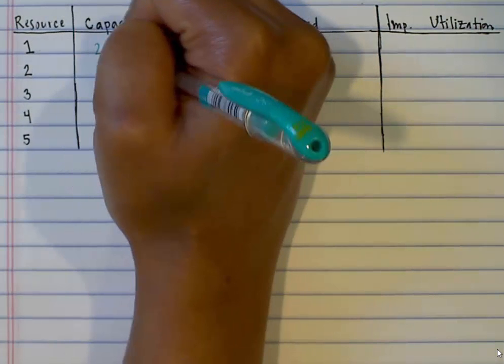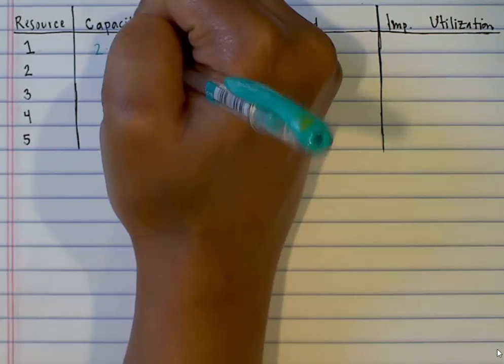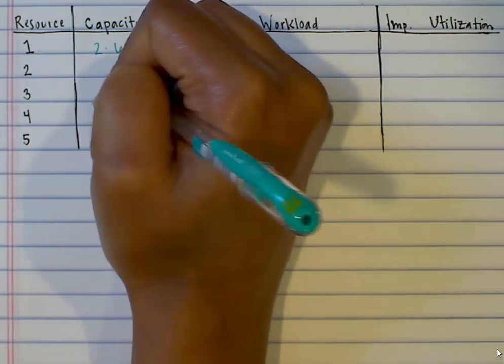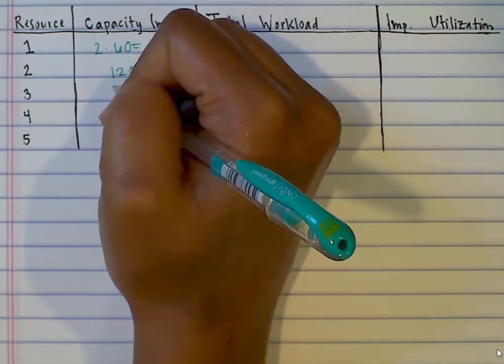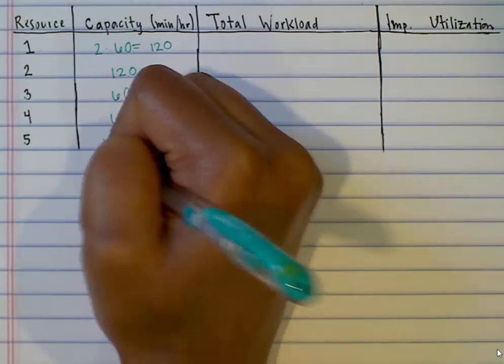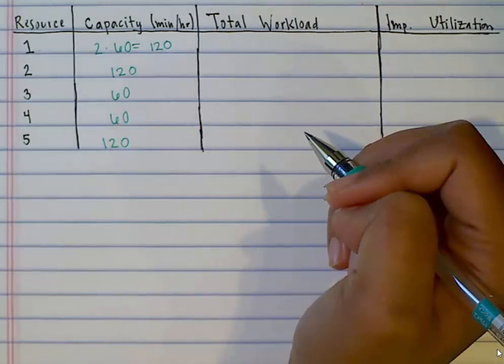Let's calculate these values for each resource. For resource 1, capacity is 2 workers times 60 minutes per hour, which equals 120. For resource 2, a similar calculation gives us 120, and we can do the same calculations for the remaining resources. Now let's calculate the total workload.